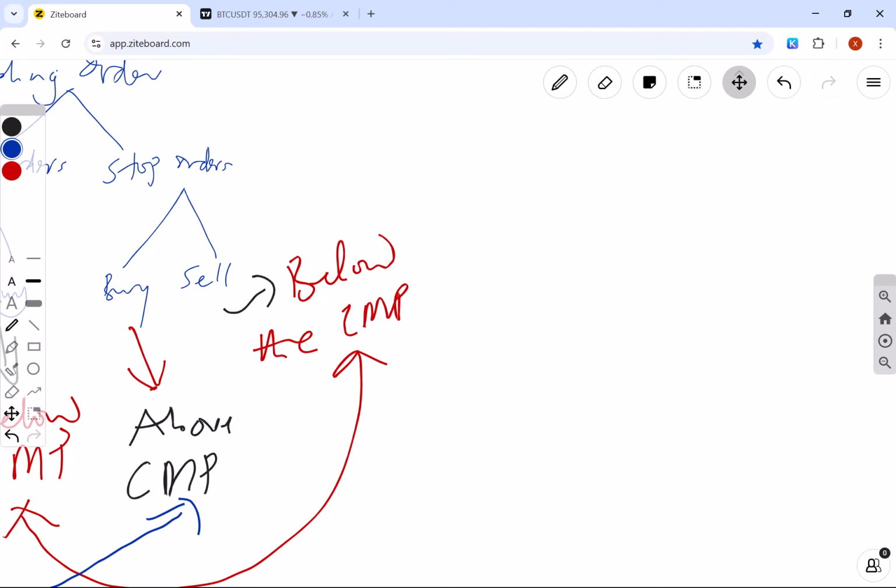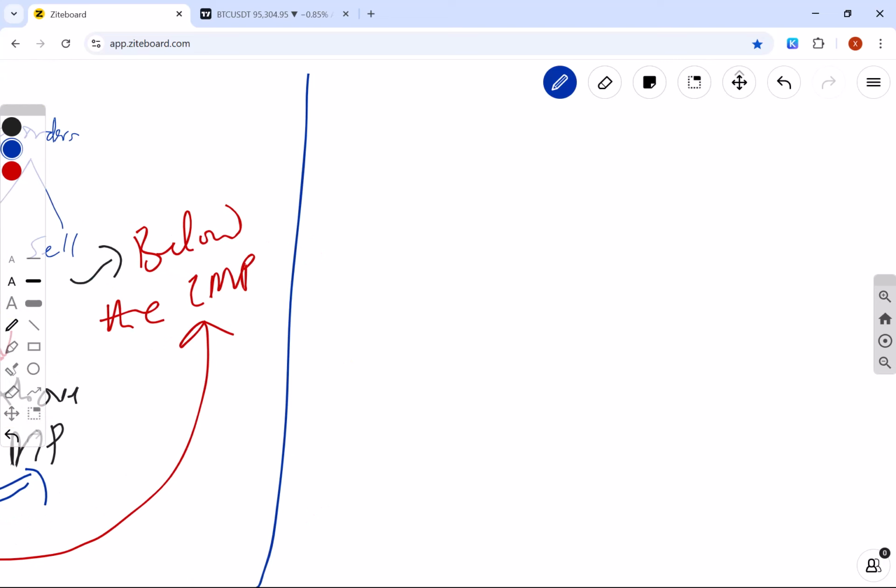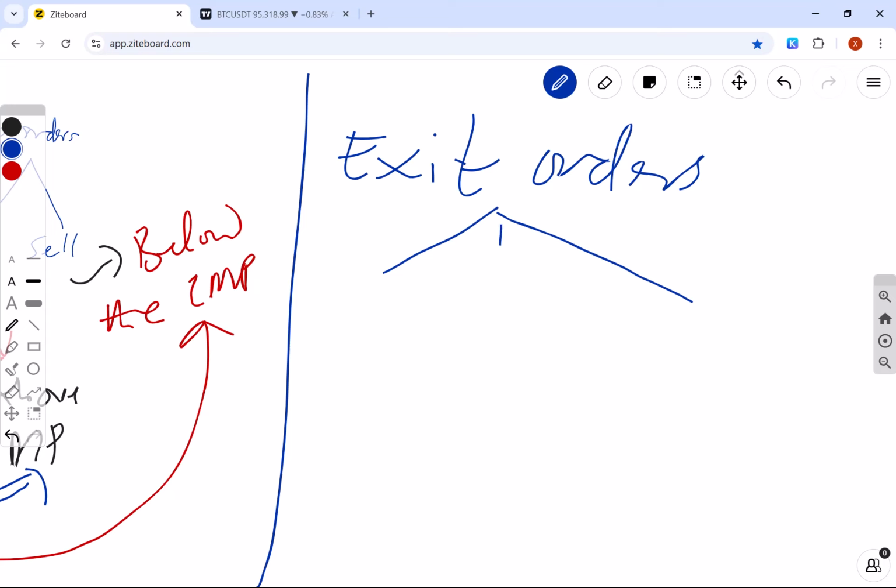Now we move to the next thing. That is what I call the exit orders. And I said we have 3 of them. We have the take profit order, the stop loss order, and the trailing stop order. So we have the TP, the SL, and the TS orders. Let's look at each of them.